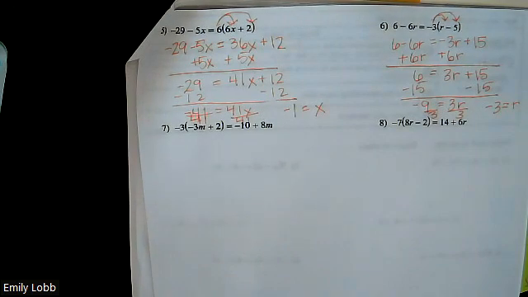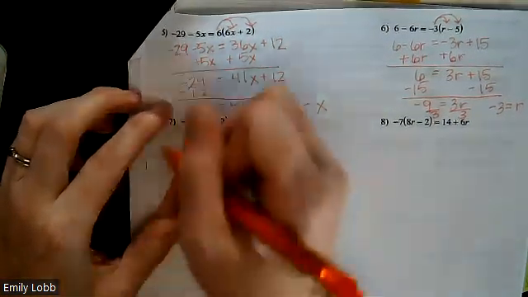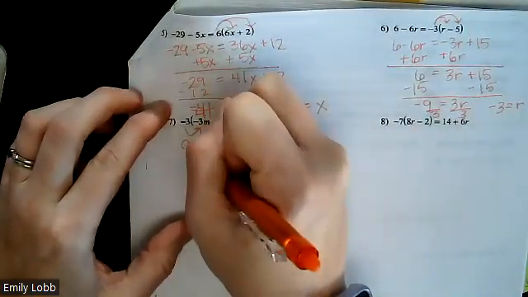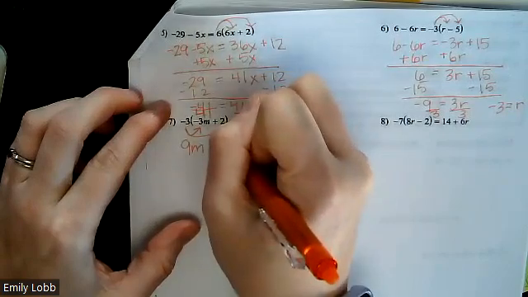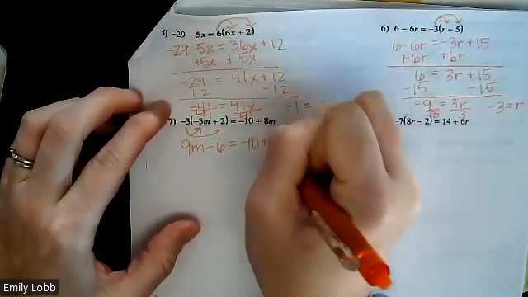Now I'm on page 21, number 15. All right. So I'm gonna start with distributing. -3 times -3 is 9m. -3 times 2 is -6. Bring down the rest of your problem.